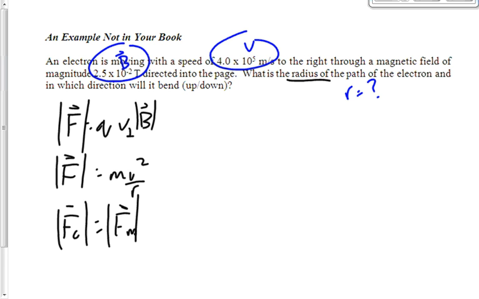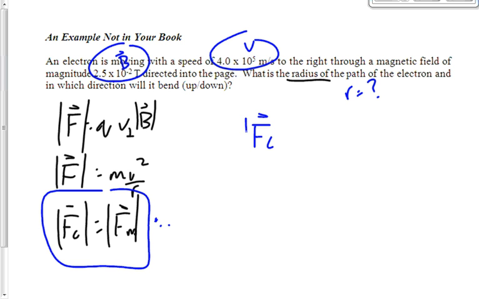Here's a rule of thumb. It doesn't always work this way, but the rule of thumb is this. If you have a question involving a charged particle and magnetic field, and the question refers to the radius of the path, you're almost always going to use this. Not every time, but almost always. If you try that and it doesn't work, it's no big deal. Just try another one. But try that first. If the question mentions radius, try this first.